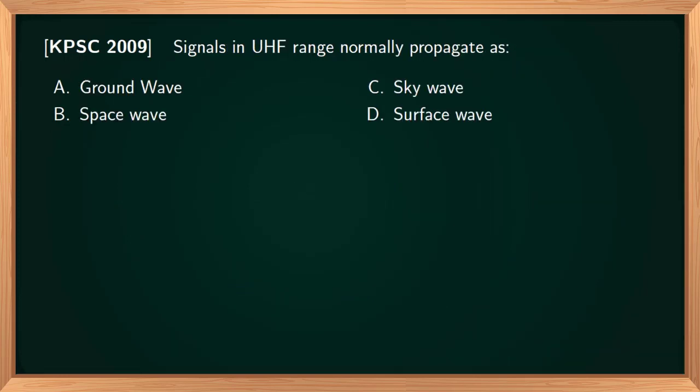The signal in UHF range normally propagates how? There are different propagation modes for EM waves. UHF signals are normally propagated as space waves or line of sight propagation. Other modes of propagation are ground waves and sky waves or ionospheric propagation.